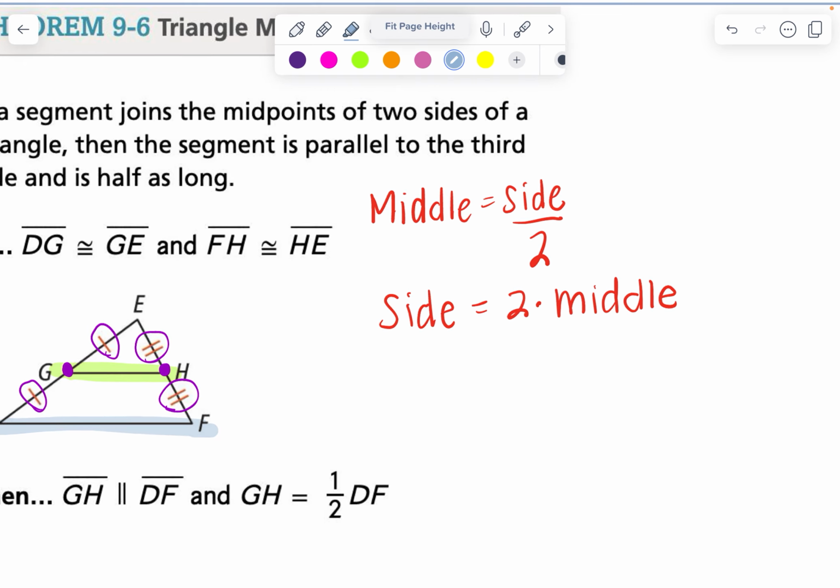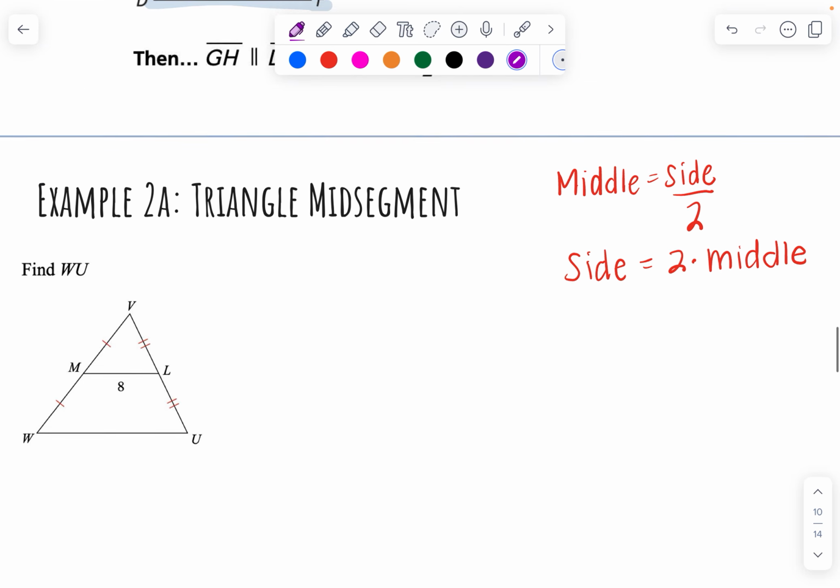So the 2 formulas we're going to be using is either if we're looking for the middle, then we're going to take the parallel side and divide it by 2. If we're looking for the side of the triangle, we're going to take the middle and multiply by 2. So let's look here.